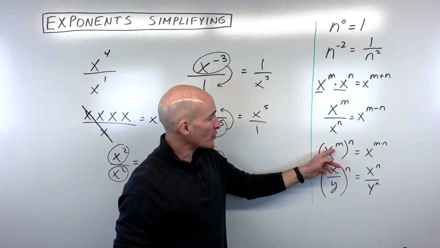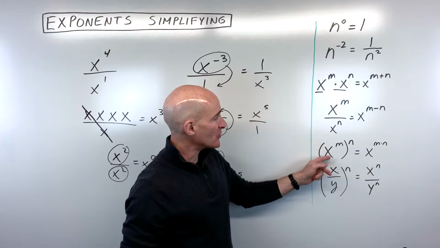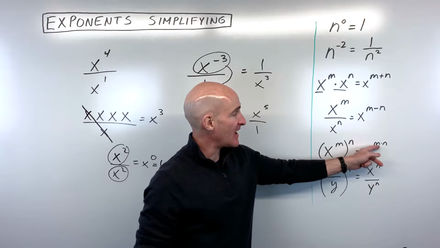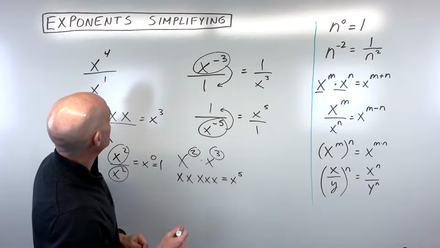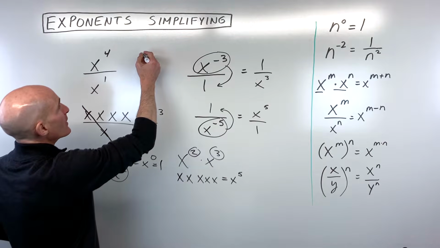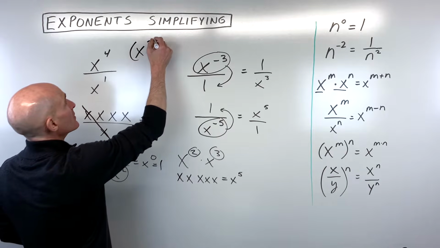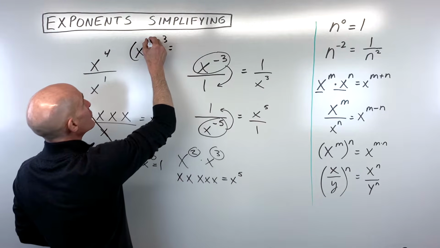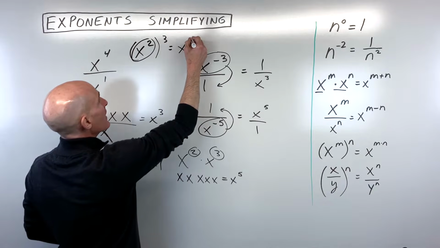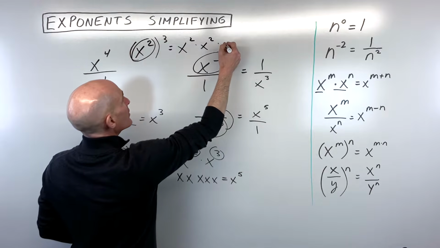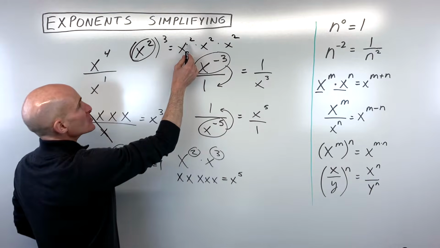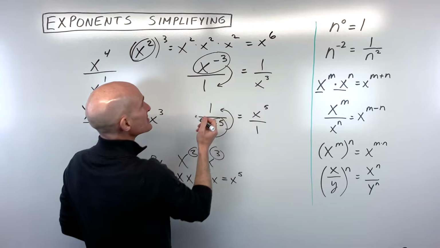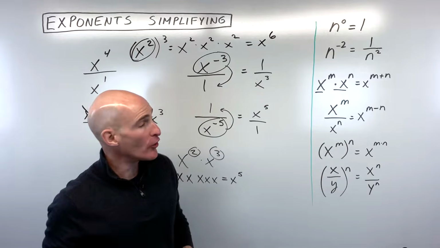Now, how about this one where you have a power raised to a power? If you have x to the mth raised to the nth, that's x to the m times n. Now let's take a look at that. For example, if we had x squared cubed, what does that really mean? Well, that means you have 3 of these x squareds. So you have x squared times x squared times x squared, which is 2 plus 2 plus 2, which is x to the 6th. So power to a power, we multiply.